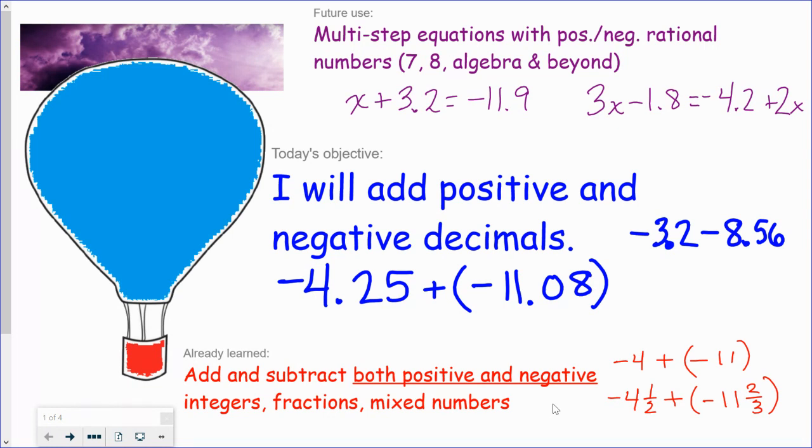Today we will be adding and subtracting positive and negative decimals. You see a couple where you have some subtraction, we have some addition. Remember, those subtraction, we are going to have to add the opposite to make them positive.